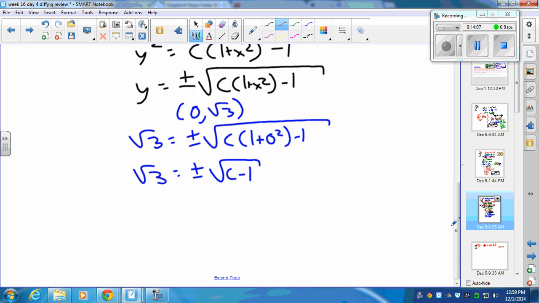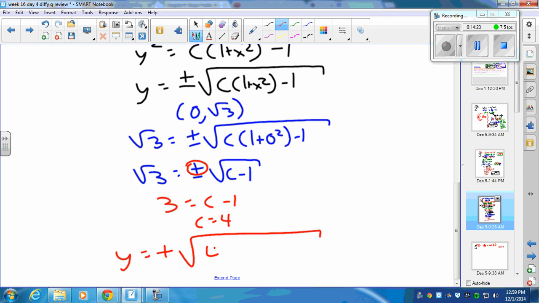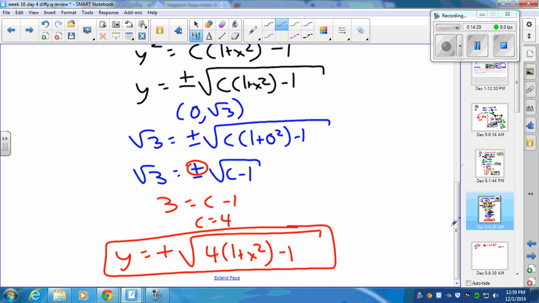It's square root of 3, so it must be the positive version. That's one thing I need to get. I know it's positive. Now I need to see that 3 equals c minus 1, so c equals 4. So my guy would be the positive version of the square root of 4(1 plus x squared) minus 1. Okay.